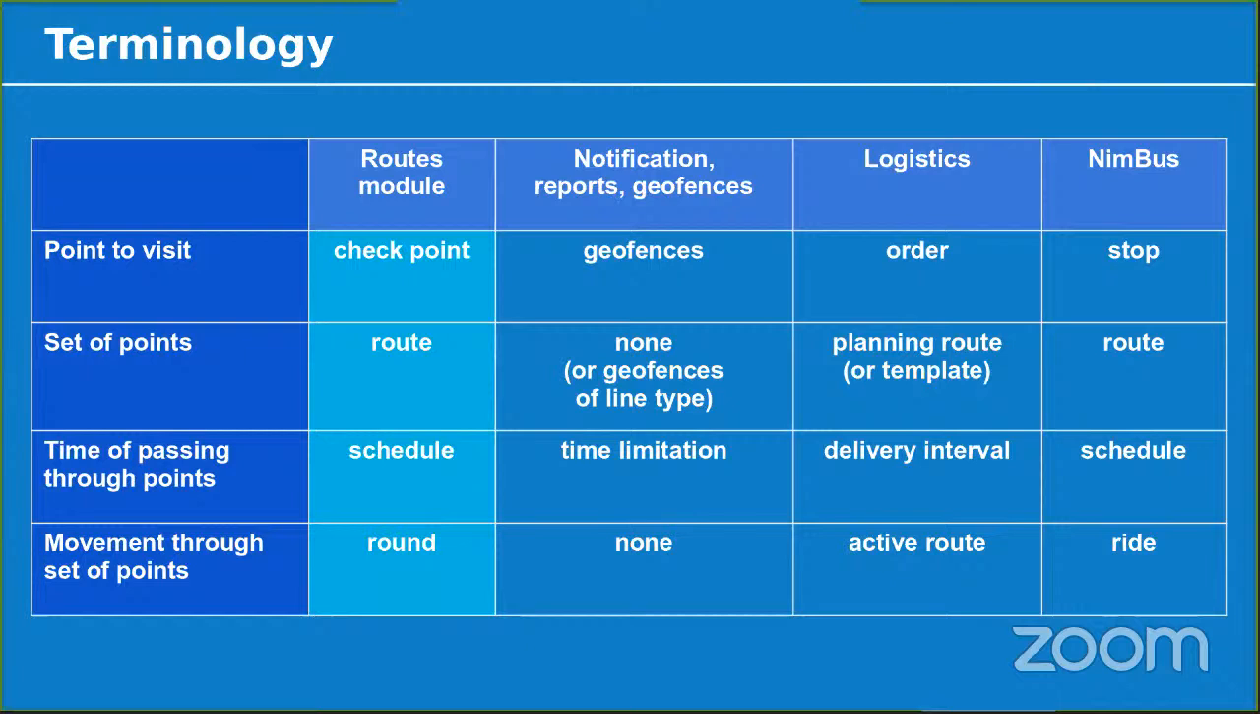Well, the app is mainly used for the delivery services, but like most of the Wialon tools, it can be used for different purposes. And one more specialized app is Nimbus, and it is designed for public transport. That's why every checkpoint here is a stop. Other definitions are almost the same as for the routes module, except the round is called right here. But does Nimbus suit every type of public transport? Well, almost all of them. And yes, I said almost, and we are going to talk about it a little bit later.